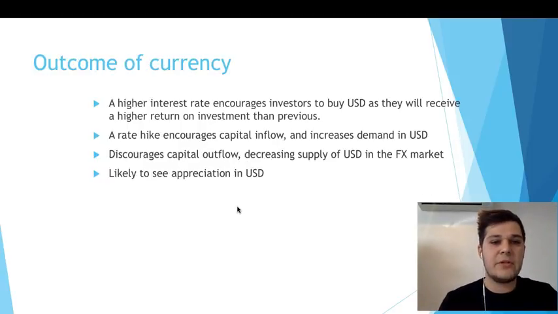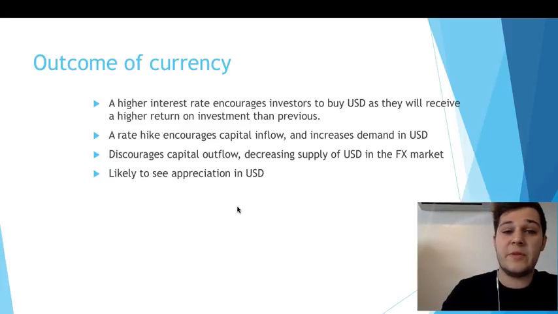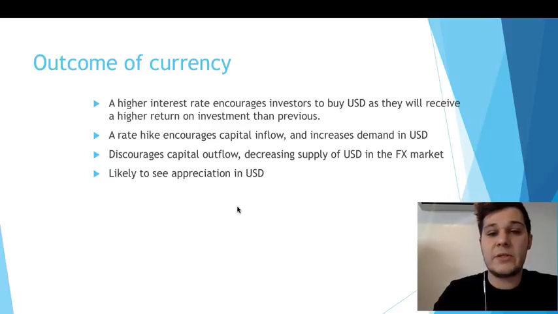So the outcome of the currency: a high interest rate encourages investors to buy USD, as they will receive a higher return on the investment than previously. A rate hike encourages capital inflow and increases demand for the USD. It also discourages capital outflow, decreasing the supply of the USD in the FX market, and is likely to see an appreciation in the USD.